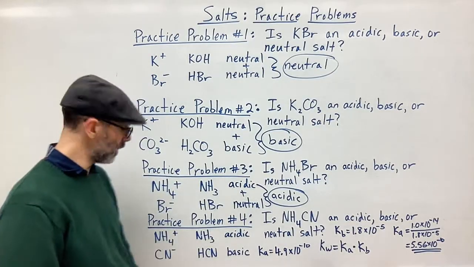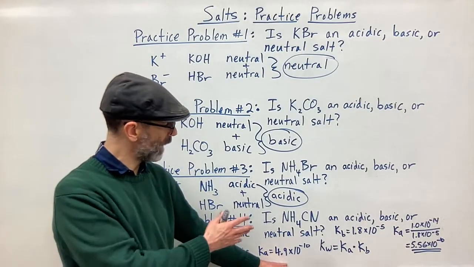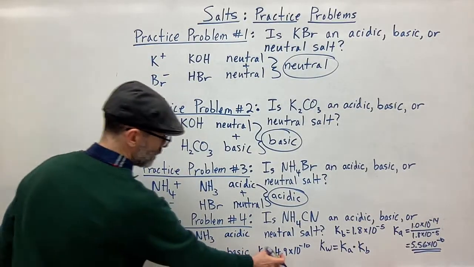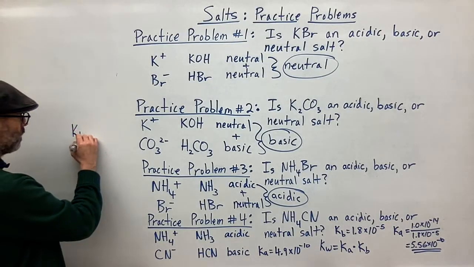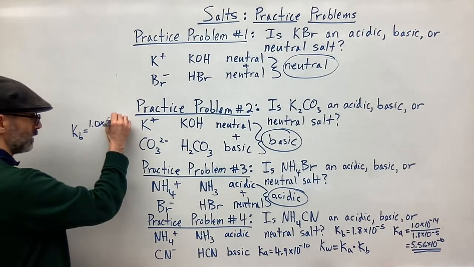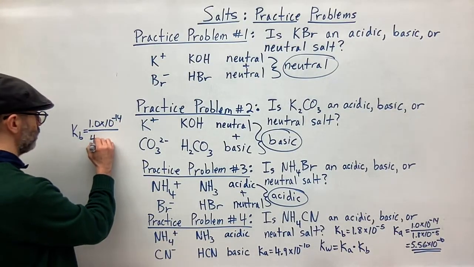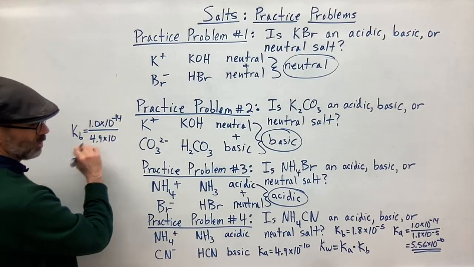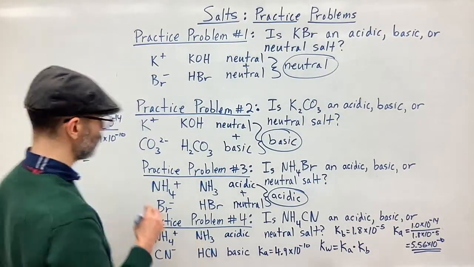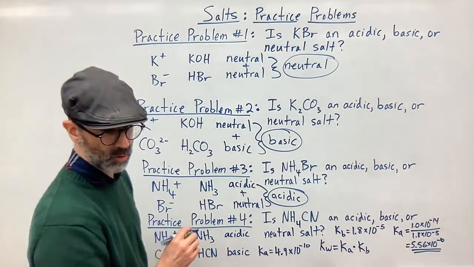Now we need to find the Kb of CN minus. We know the Ka of HCN right here, so we'll do the same calculation. I'll do it over here for lack of space. So Ka for HCN is that, so that means that the Kb is going to be equal to 1.0 times 10 to the negative 14, divided by the Ka, which is 4.9 times 10 to the negative 10. And therefore, the Kb is going to be equal to 2.04 times 10 to the negative 5.